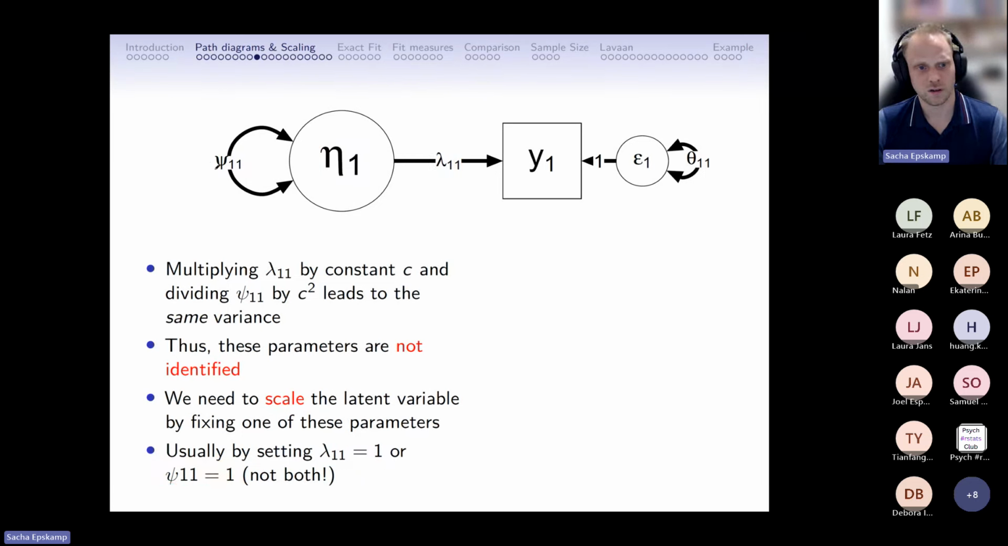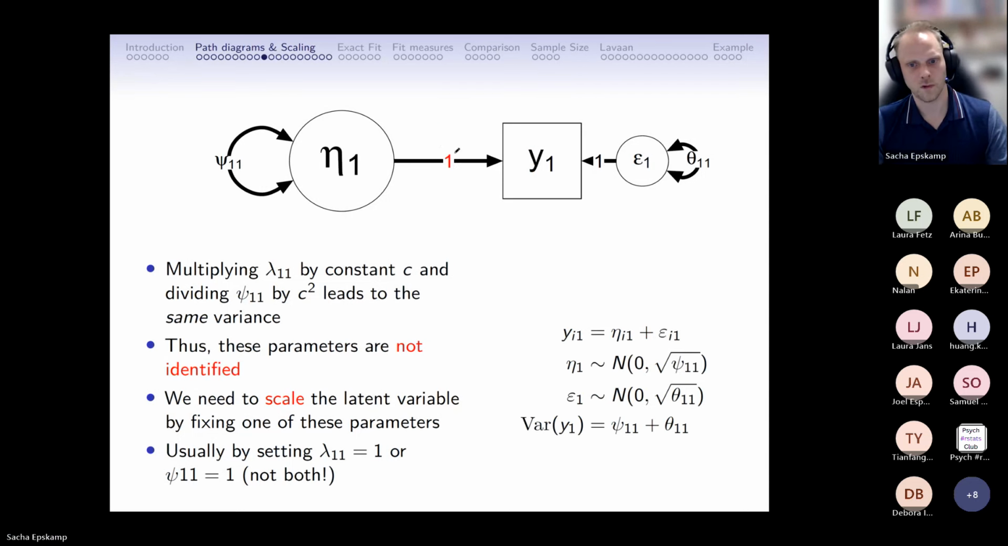So what does it mean? We either set this to 1 and we don't estimate it, we just assume it's known, or we set this to 1. It doesn't matter which one you do. Usually it's the same effect. There are some small details, but they're not really that important. If I set this to 1, then this thing is a standard normal distribution, which is easier to interpret. But if I set this to 1, then the unit of the latent variable is the same as the unit of the first indicator, which is also easy to interpret.